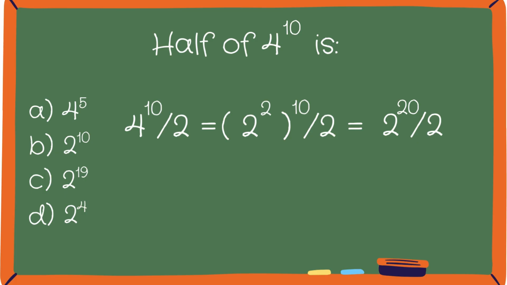Now, yes, to do this division, I have the same base, and I have here the exponents. The rule tells me that I have to keep the base and subtract the exponents. 20 minus 1 is 19, and this is the answer. I want to know if you guessed right or not. I want to see in the comments what your answer was and how long it took you to do it. 2 to the 19th, then answer letter C.